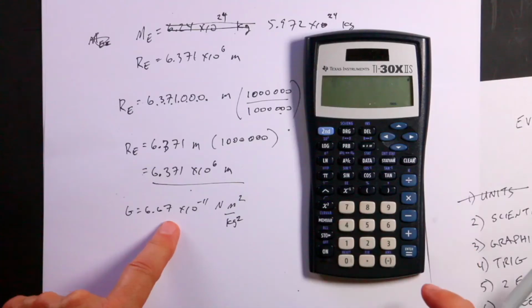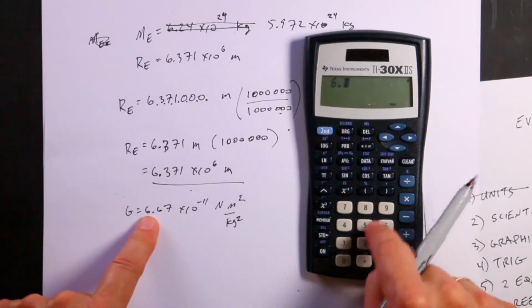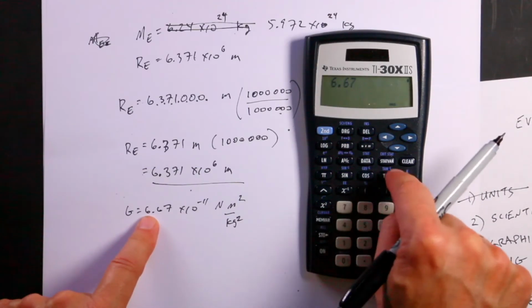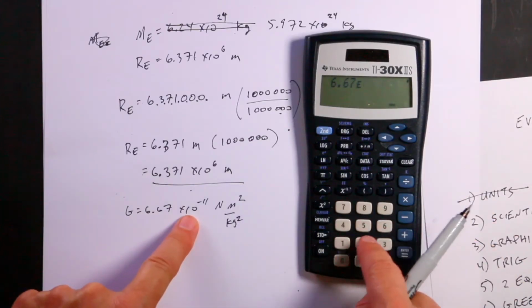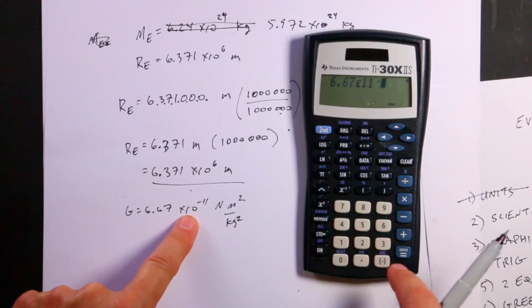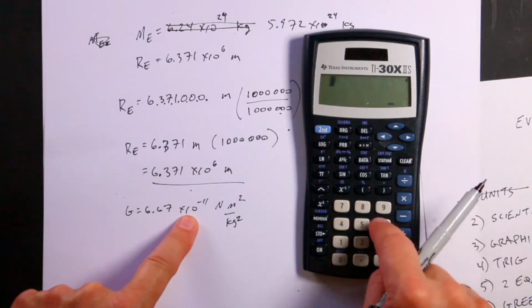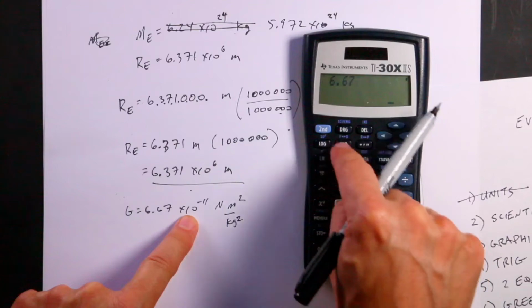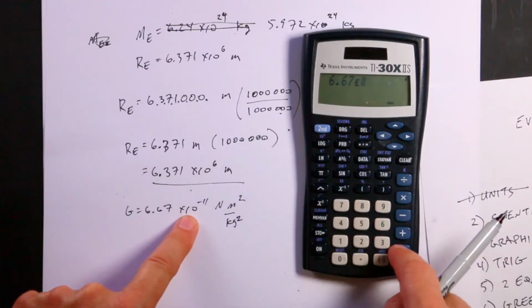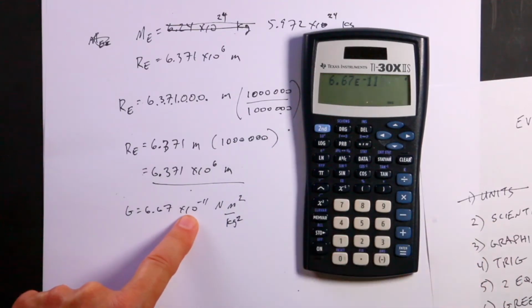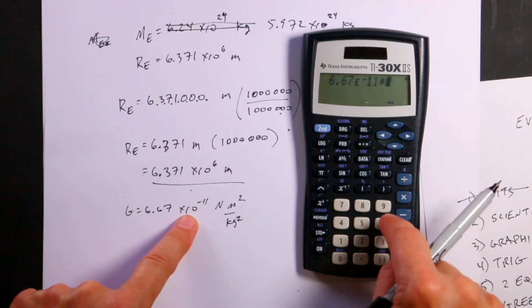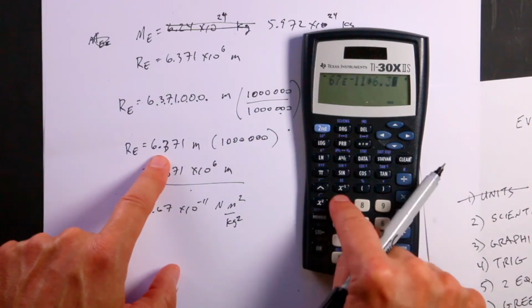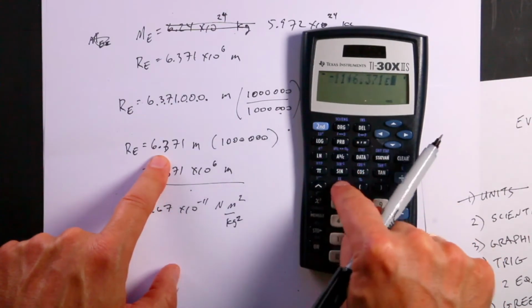Okay, so I'm going to clear that out. So let's enter in this 6.67 times 10 to the negative 11. So I'm going to enter 6.67 scientific notation, negative 11. Don't use minus. Don't use the subtraction sign. Use negative. Enter. Let's just say times 6.371 10 to the 6th.